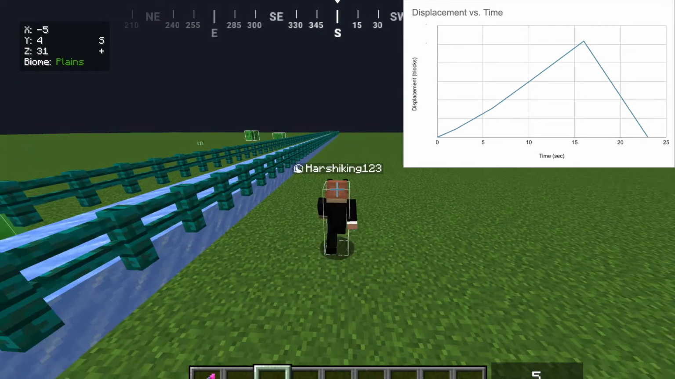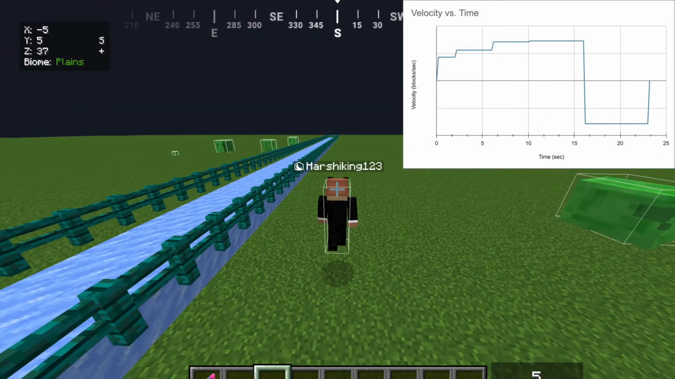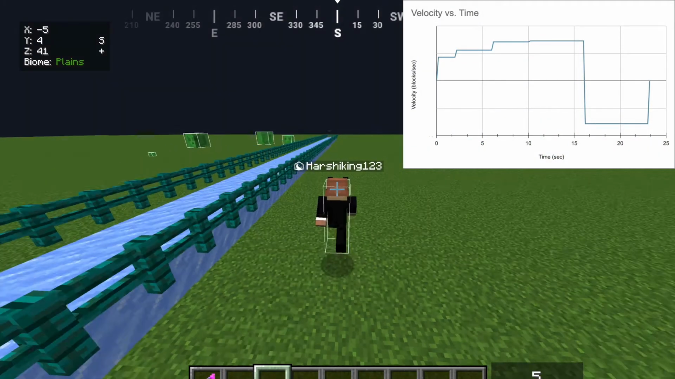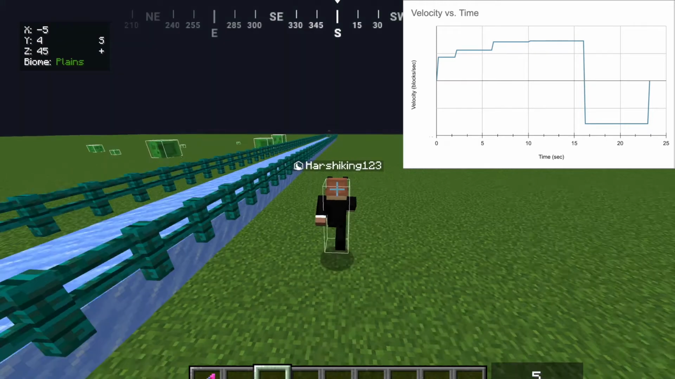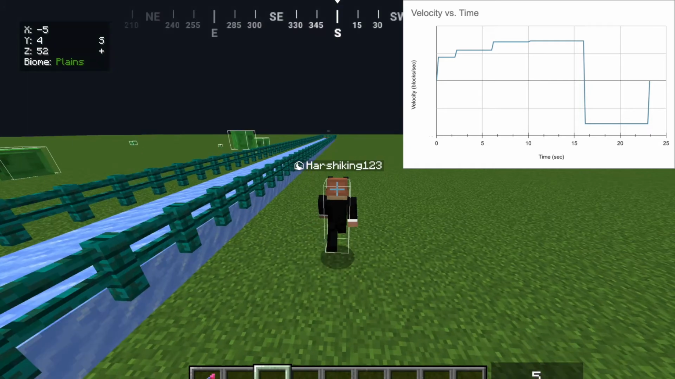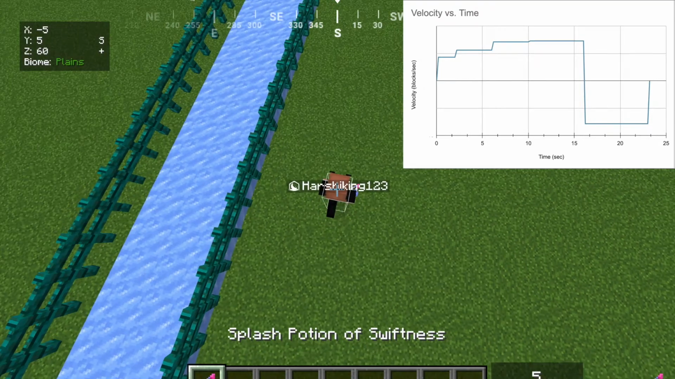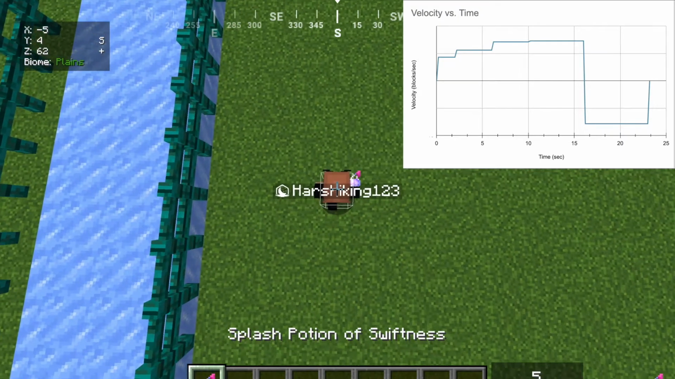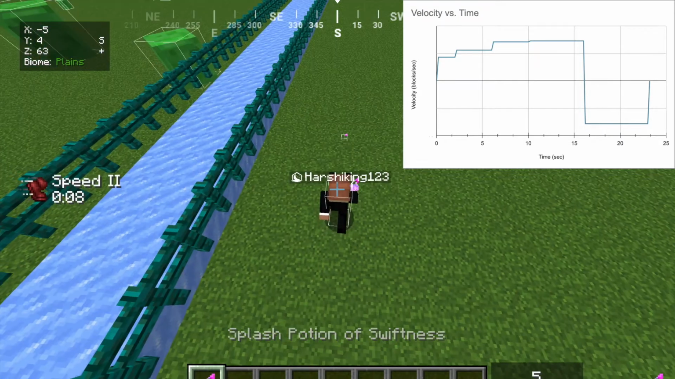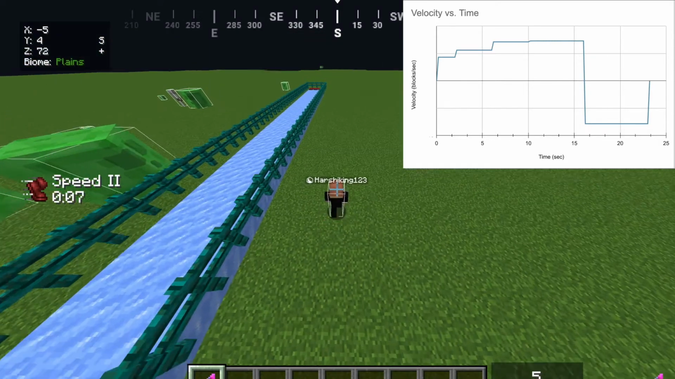Then for velocity versus time, there's a slight slope, then it flattens out, and then a slight slope and flatten out, and a slight slope and flatten out. There's a slight slope because you don't instantly start moving at 4.317 blocks or meters per second in Minecraft. You don't instantly have that speed. You just slowly get to it, which I'm just saying is 0.2 seconds for all these things. So you slowly increase to walking speed, then sprinting speed, then sprint jumping speed, then sprint jumping with speed 2.